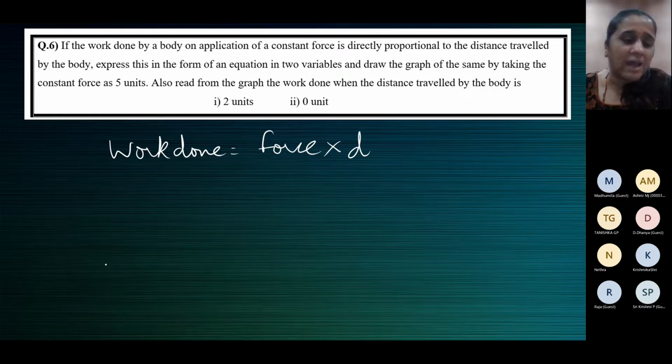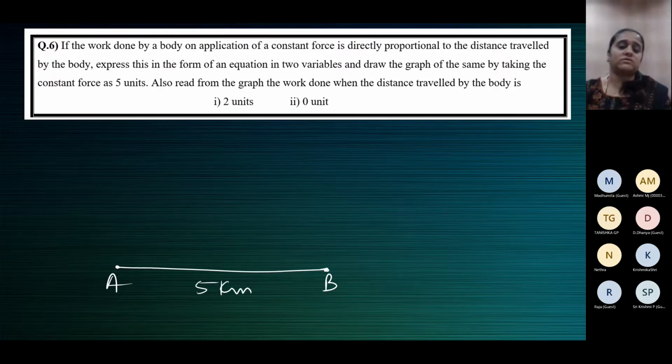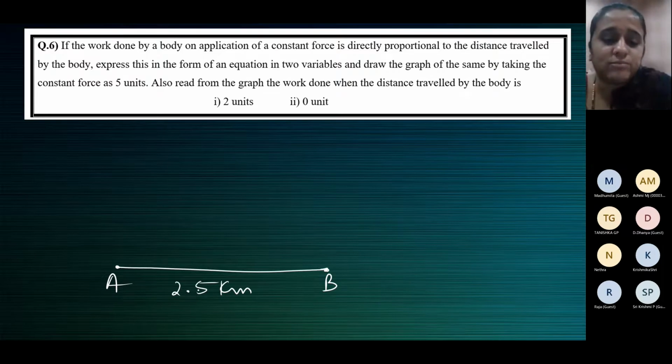Now, let me see if you know this. This is point A, this is point B. Say the distance between point A and point B is 2.5 kilometers.